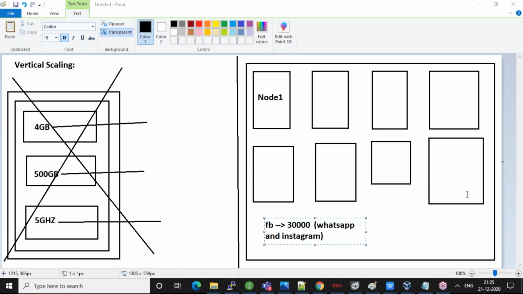How many nodes of cluster are you using in your current project? That is the first one. And daily, weekly, monthly or yearly, how much data are you processing? These two pieces of information you must know as a developer. These are the basic points. Now the next one.